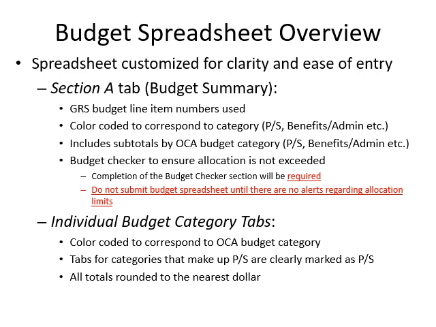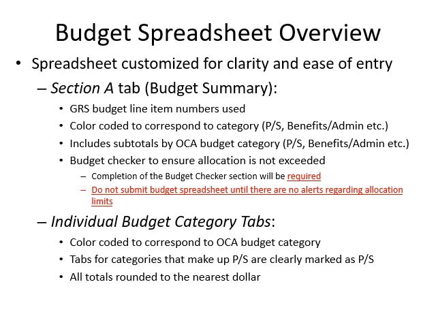For that tab, we have the GRS budget line item numbers used as opposed to the 1 through 17 line items that were utilized in the initial template that GATA provided. So we've tried to customize this so that it more closely corresponds to our OCA grant numbers and budget line items. We have color-coded the spreadsheet to correspond to the different categories we utilize, that being program support, client benefits, and administration. We have included subtotals by OCA budget category.